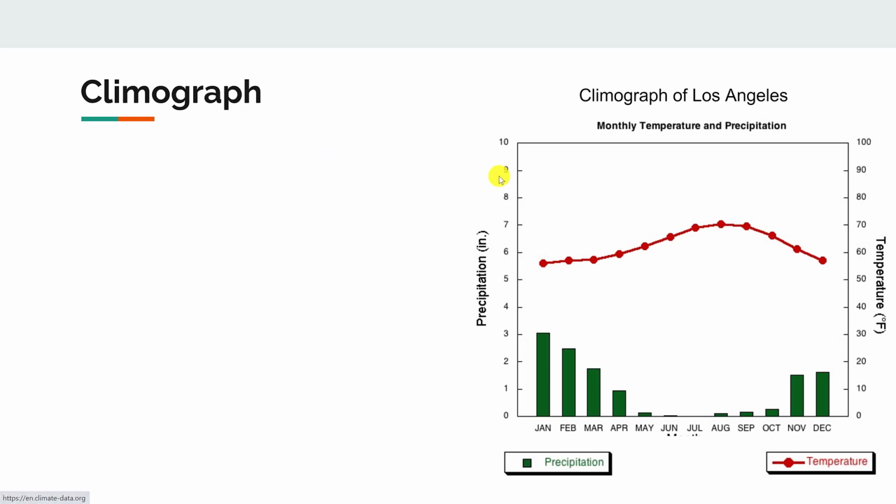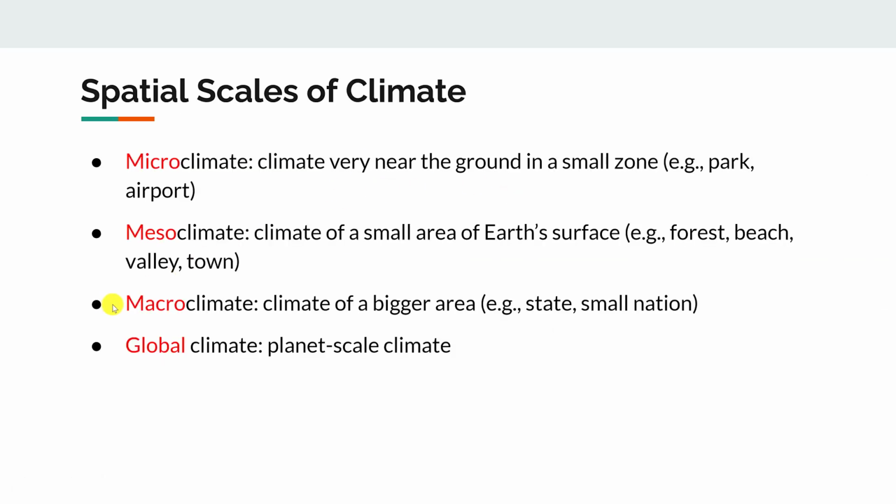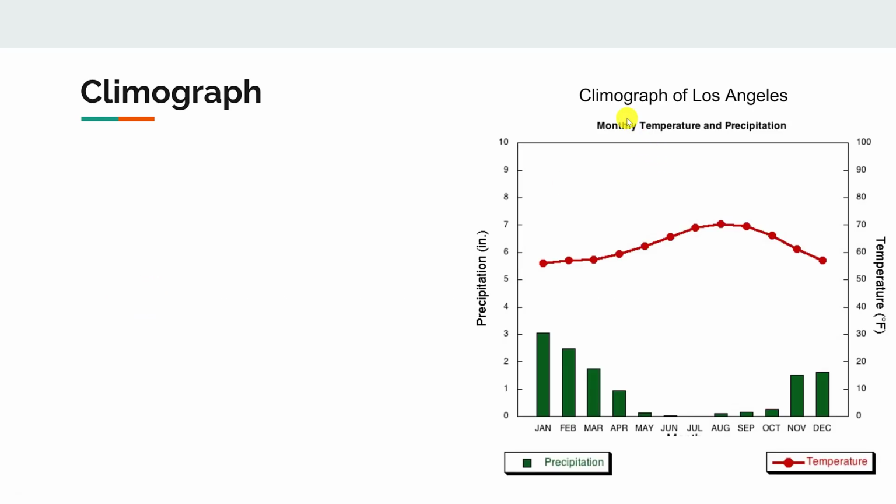Okay, so for global scale, macro, or meso scale, we usually use a climograph to visualize the characteristics of one region. There are two things we're especially interested in when we describe the climate characteristics of one region. One is precipitation. We use bars on those graphs. The other one is temperature. We usually use a curve to represent the temperature of that region.